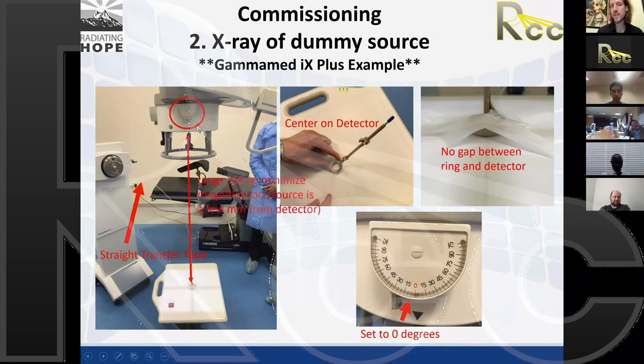We want a large SSD. There is a tiny bit of magnification because the actual source itself is a few millimeters away from the detector. So if you brought your X-ray tube right on top of the ring, then you actually have some issues with magnification. So just make the SSD relatively large. You'll have no problems with magnification at all. And here's a perfect setup here.